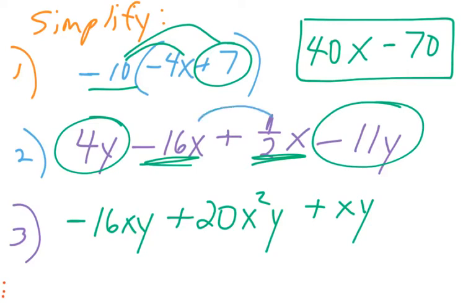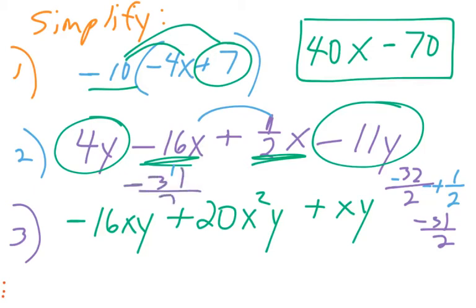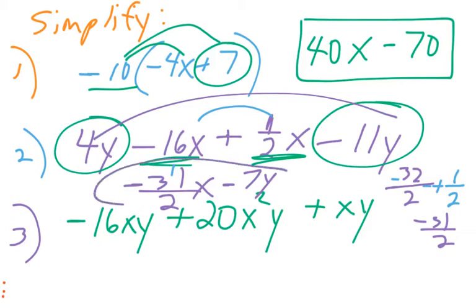So off to the side, I'll do negative 16 over 1, right? That number's over 1, plus 1/2. We've got to get common denominators. So our common denominator would be 2. So I make this a negative 32 over 2, and now we can add the numerators and get negative 31 over 2, okay? If you wrote negative 15.5, that would also be correct. So negative 31 over 2 x, and then combine the y's together, we get negative 7y. That's your final answer for number 2.